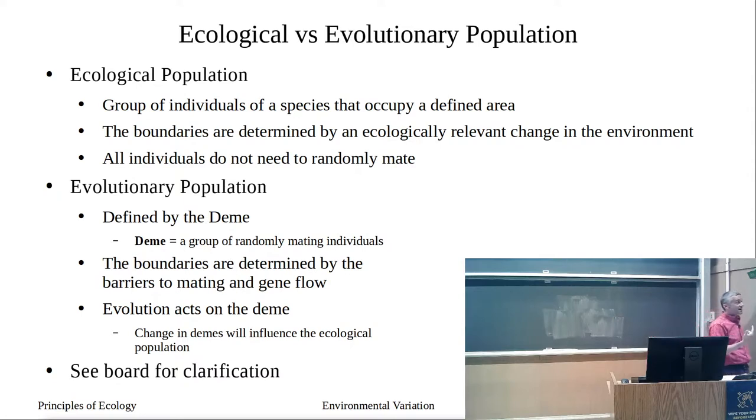Remember, evolution acts at population levels. It's not going to act on our individual. We see the change at the population level, and the population that it actually acts on is this evolutionary population, or more specifically, our deme, that group of individuals that are randomly mating. If we change our deme, that evolutionary population, then we can change the ecological population. So they're not just two separate ideas.